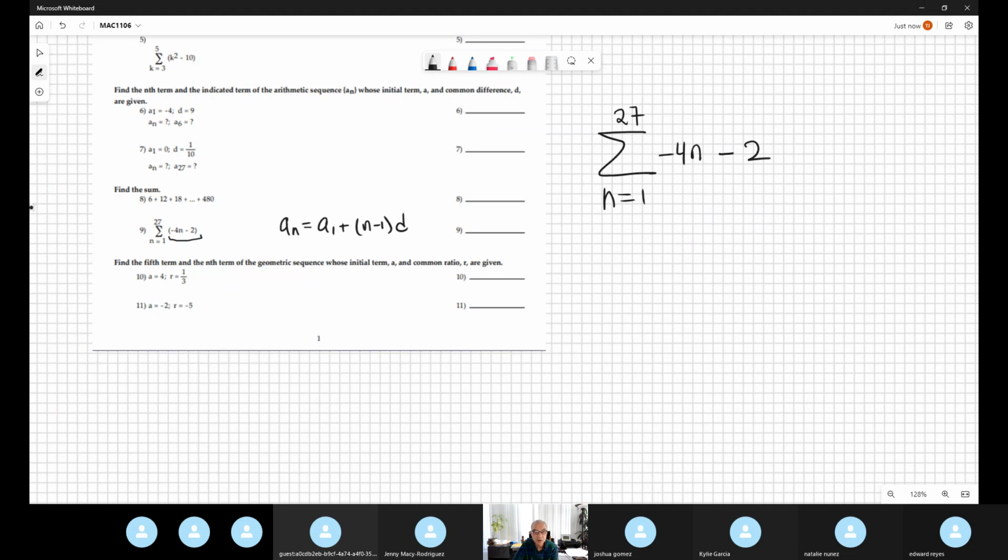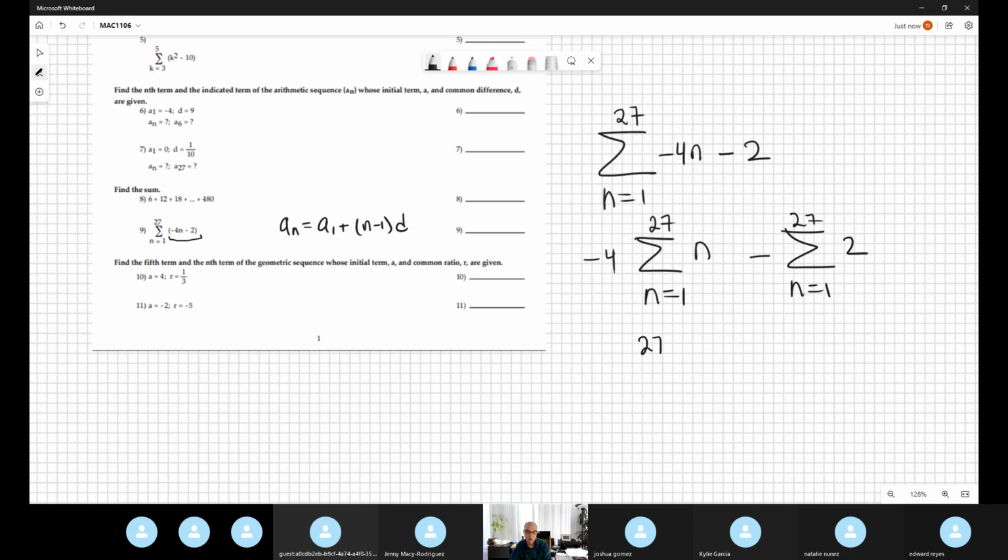So this summation is from n equal 1 to 27 of negative 4n minus 2. Oh, easy, because the negative 4 is a constant, you put it outside and you compute this. And minus the summation from n equal 1 to 27 of 2. Or negative 2. You put positive here and negative 2, but it's okay.